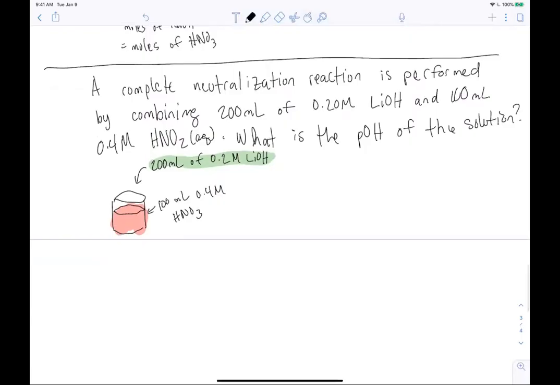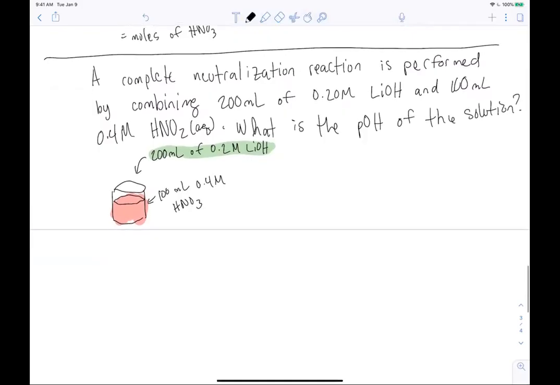But yeah, so I've got 100 milliliters of nitric acid at 0.4 molar and 200 milliliters of 0.2 molar lithium hydroxide. So if I write out my neutralization reaction here, important point, not nitric, nitrous. So first step is write out the neutralization reaction. And we end up with lithium nitrite and water.